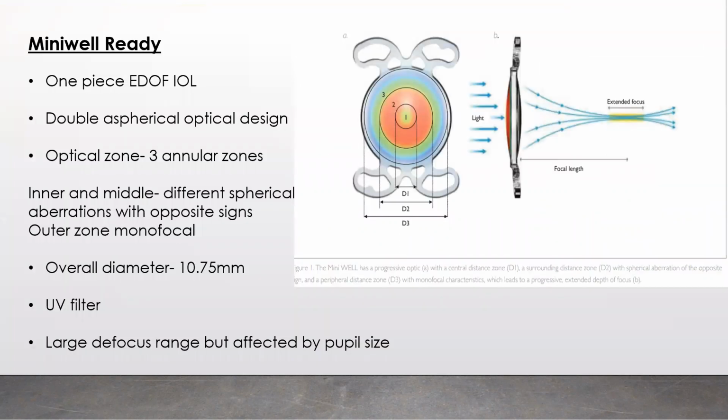Coming to individual IOLs, the first IOL I'm going to talk about is the Mini Well Ready IOL. This is a single-piece EDOF IOL implanted in the posterior capsule, with a double aspherical optical design. It has three annular zones: the inner, middle, and outer. The inner and middle have different spherical aberrations of opposite signs, and the outer one works as a monofocal. The overall diameter of the lens is 10.75, and it has a UV filter. It has a large defocus range, but because of the different zones, it is quite affected by pupil size.